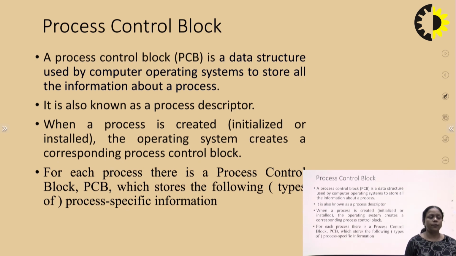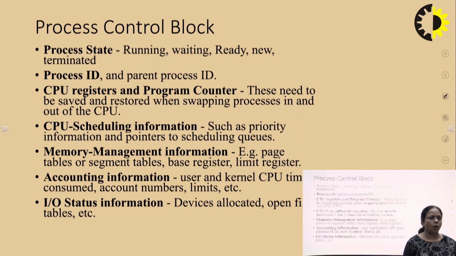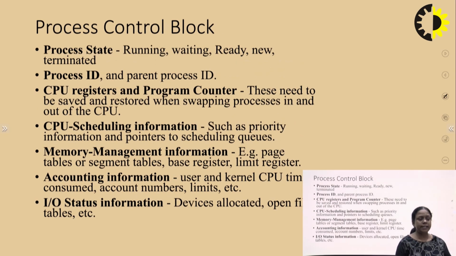So when the process is created, a PCB is also created with the process, and the PCB will have all the necessary information related to the process. This information is kept in a particular block, and this is known as the process control block. So you can see these are the different types of information kept by the process control block.